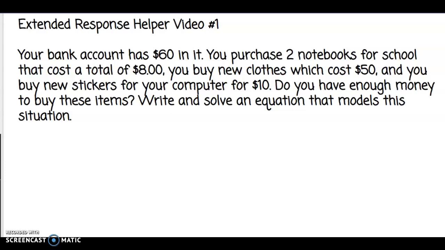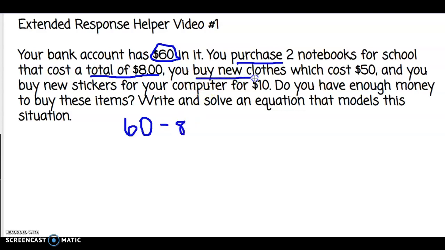Okay, so our bank account starts with $60 in it. When we have $60, that means it's a positive amount that we have in our bank account. That's what we have to spend total. So we're going to start with that first amount that's written right here. I'm going to go ahead and circle it in our problem. Then it says I purchase 2 notebooks for school for a total of $8. If I'm purchasing those notebooks, that means I'm deducting it from the amount I have in my account. In other words, I'm subtracting that amount from the $60 I have. So I'm going to put subtraction of $8.